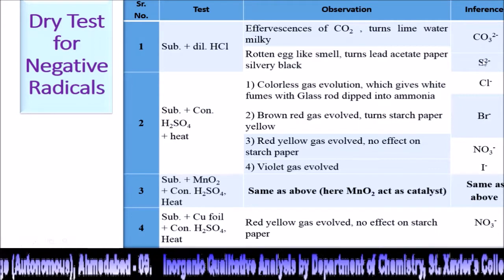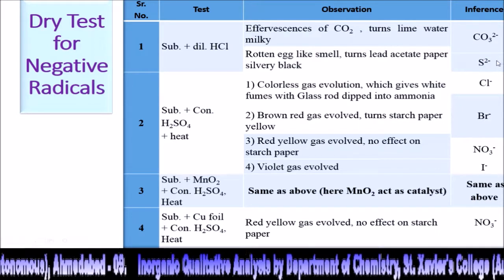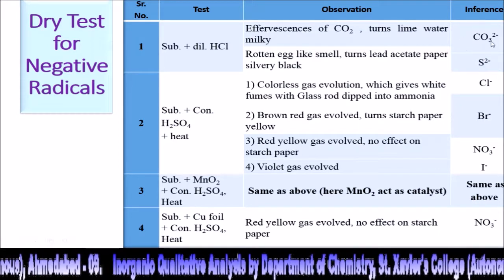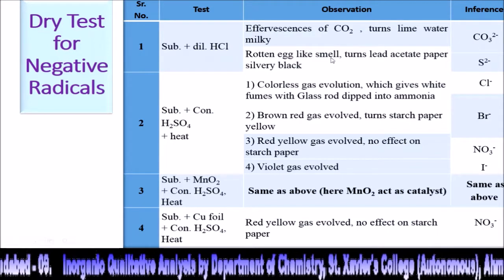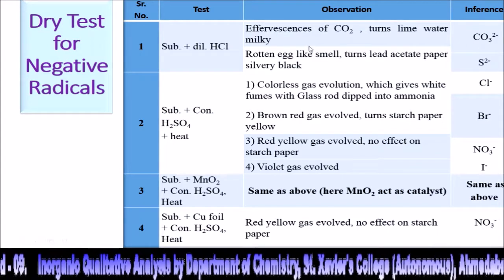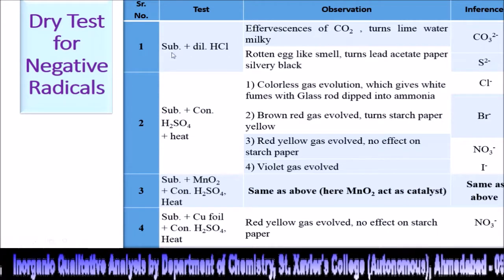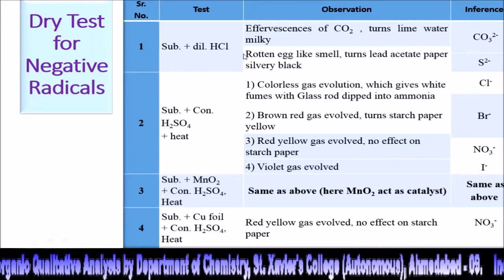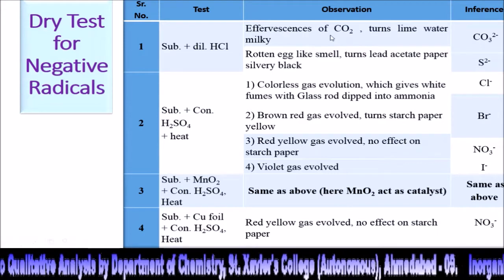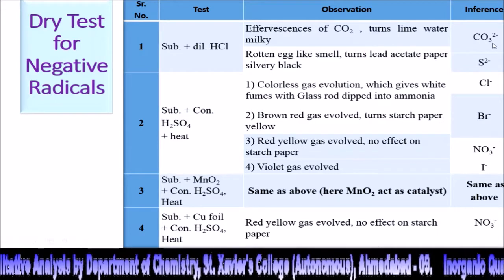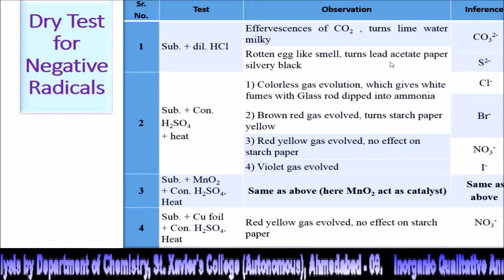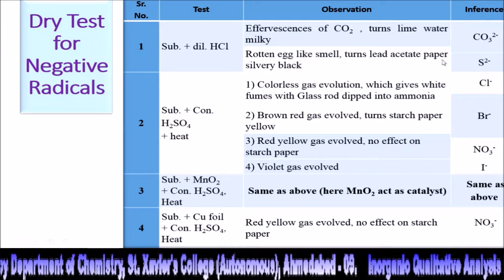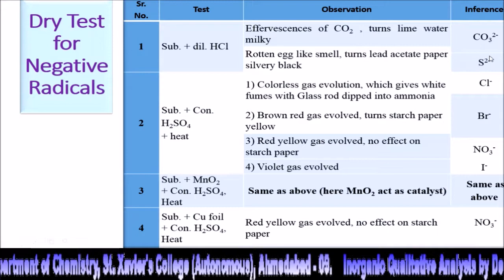And if a rotten egg like smell turns lead acetate paper silvery black, then we may say that the compound should have sulfide. As you know, carbonate and sulfide are present in amorphous compounds, so for water soluble salt this observation could not be obtained. You need to keep that in mind. This test can be performed for an amorphous compound, and if effervescence comes out, we can say carbonate may be present, and if a rotten egg like smell turns lead acetate paper silvery black, then it would be sulfide.